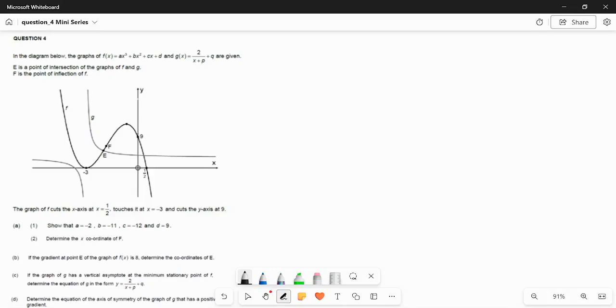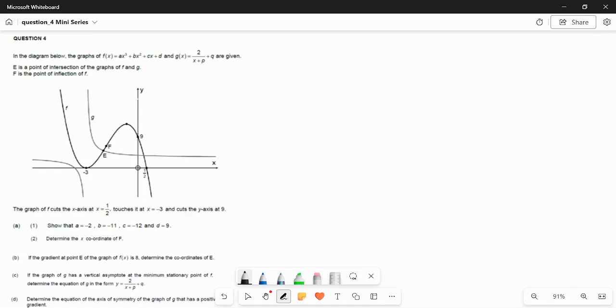Now, question number 4. In the diagram below, the graphs of f(x), a cubic function, and g(x), which is a hyperbola, are given. E is a point of intersection of the graphs of f and g. Now, F is the point of inflection of f. So there we have a stationary point. The point of inflection is where we change concavity.